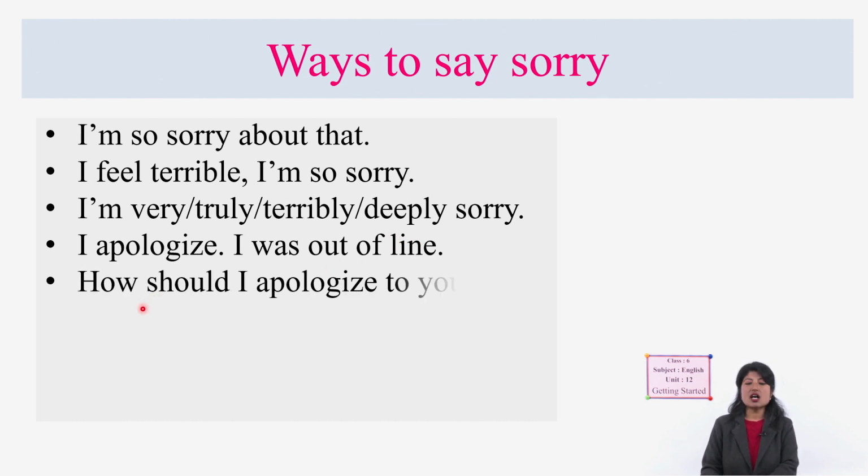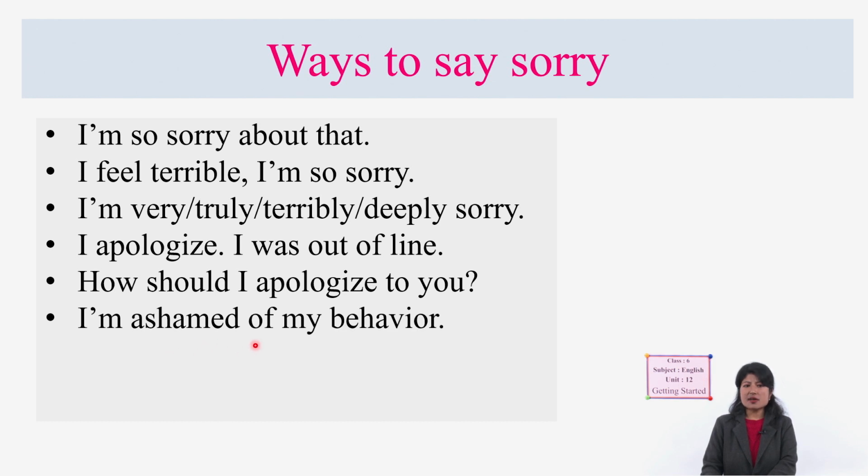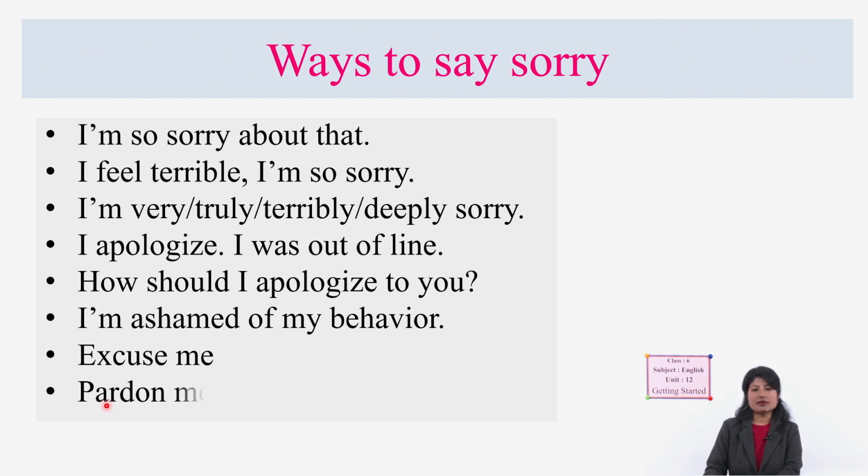Next could be, "How should I apologize to you?" This is also saying sorry. "I'm ashamed of my behavior." "Excuse me." Sometimes excuse me is also fine. Or you can say, "Pardon me." These are the polite ways to say sorry to your friends, relatives or family.